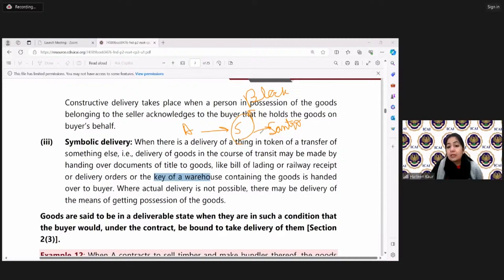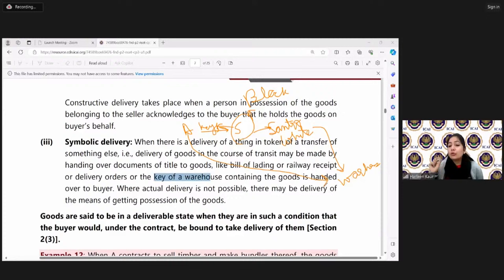So the seller said, I have one white Centro car, which is lying in my warehouse, which is 10 kilometers away from this place. I'm not having it right now. So why don't you do one thing? You take the keys of the warehouse and you go and get the car collected from them. So Mr. A the buyer made the entire payment, signed all the documents with seller, and the keys of the warehouse were given to him where the goods were lying.